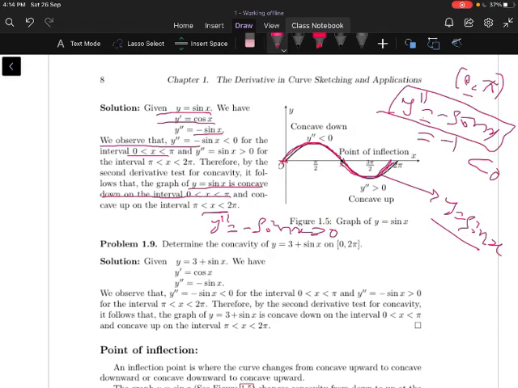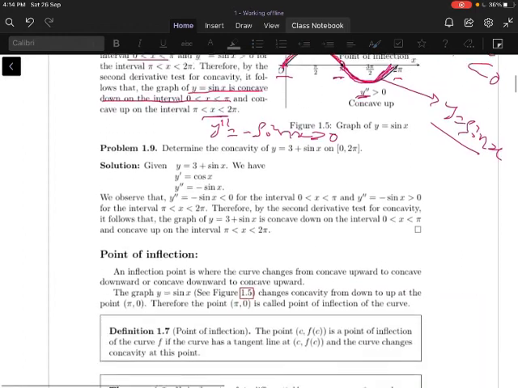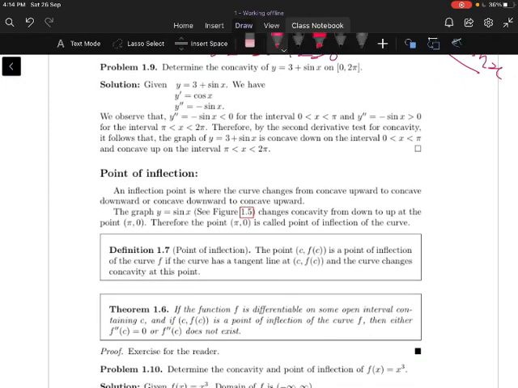You can conclude that the curve y is equal to sin x is concave down for the interval 0 to pi because y double dash is negative, and the curve y is equal to sin x is concave up for the interval pi to 2 pi since y double dash is positive. So with the help of the second derivative test for concavity, one can conclude where the curve is concave up and where the curve is concave down. Let us take another example.